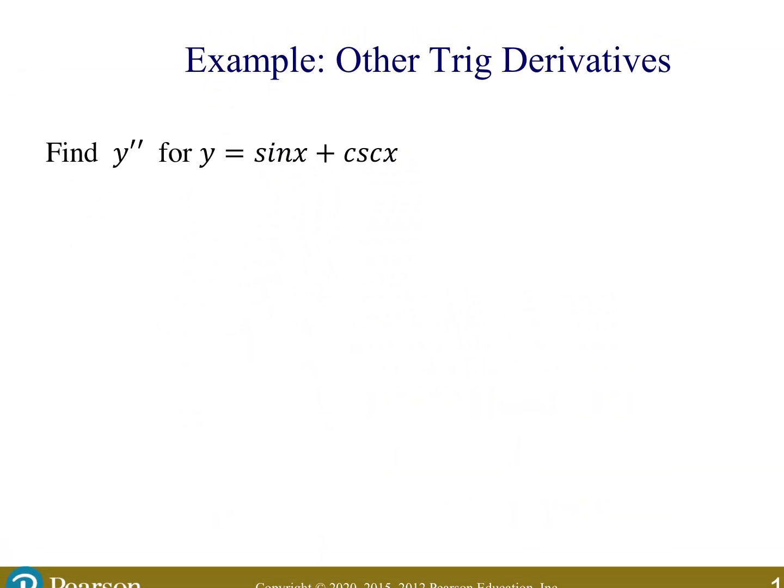Now we can do just a series of questions on practicing derivatives. So find the second derivative if y starts out as sine of x plus cosecant of x. So we've got to find the second derivative, which means we first need to find the first derivative. So let's lead this out with y prime. And it's just term by term.